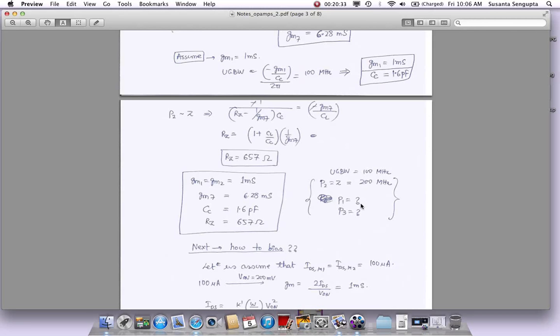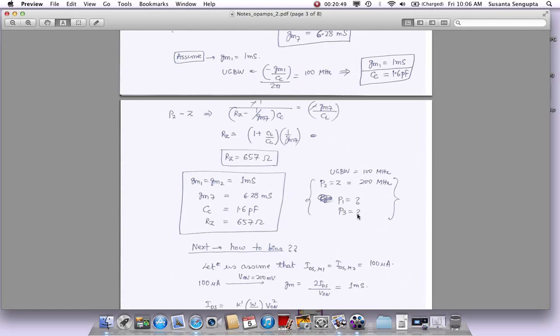We don't really care about P1, the dominant pole, because that is so low, it doesn't really affect us. We only worry about frequencies from unity gain bandwidth and around there, all the parasitic poles and zeros which are degrading our phase margin. That's what we care about.